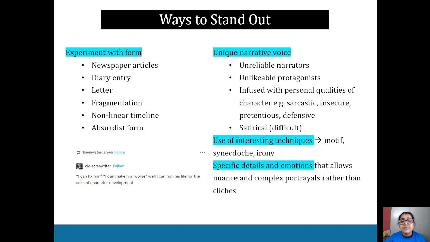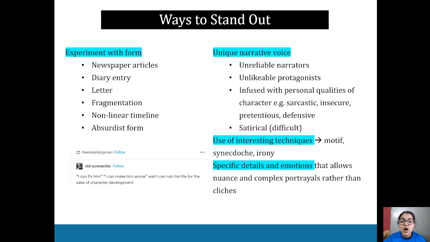Ways to stand out: experiment with form. You can have newspaper articles, diary entries, letters, fragmentation, non-linear timeline, but be careful with non-linear timeline. You can also look at absurdist form, unique narrative voice, so unreliable narrators, unlikable protagonists, right? Look at Shakespeare, he wrote Richard III, that's one unlikable protagonist there, so you can definitely do that. If he can do it, why not you? Infused with personal qualities of characters like sarcastic, insecure, or satirical.